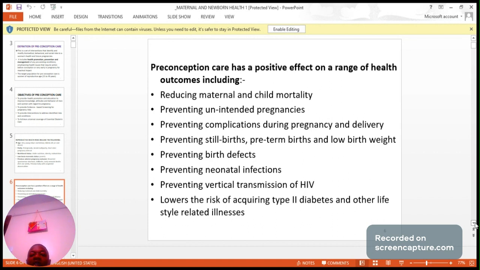Okay, so after the mother has undergone all this sensitization, they get to decide whether it's right for them to go on with the pregnancy or something else. Preventing complications during pregnancy and delivery, preventing stillbirth, preterm birth and low birth weight, preventing birth defects, preventing neonatal infection, preventing vertical transmission. A mother found to be HIV positive after preconception care will be helped and bridged in a proper way. Now she can protect the baby from acquiring or getting transmitted the HIV, because of prevention of mother to child transmission.